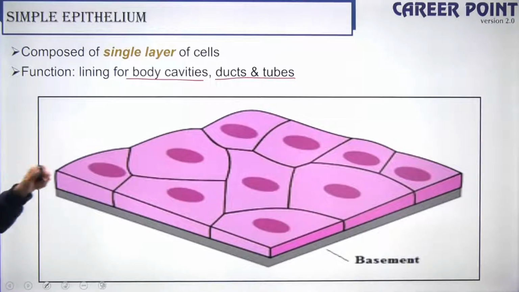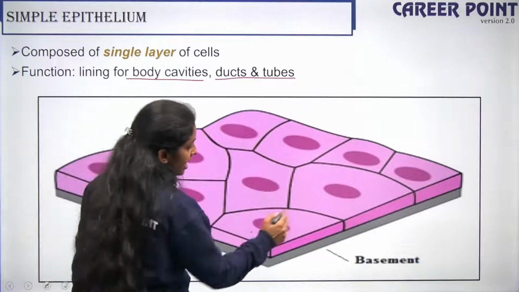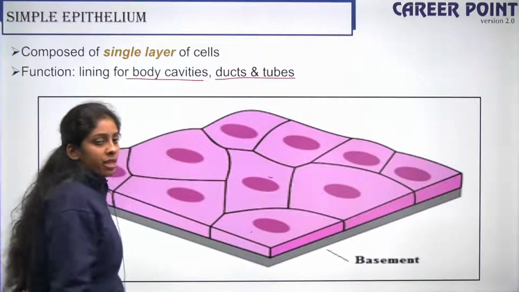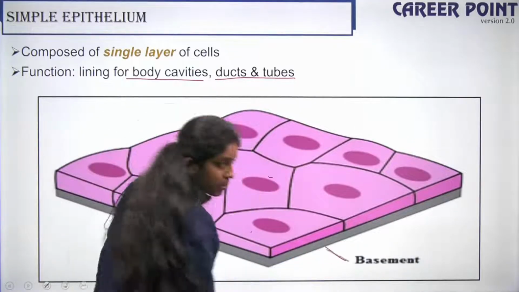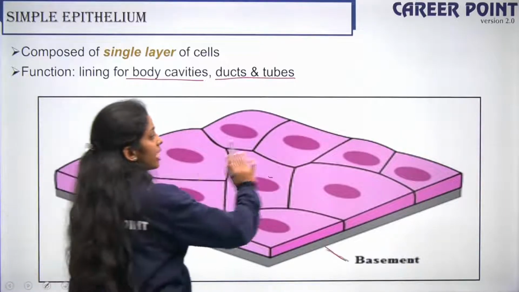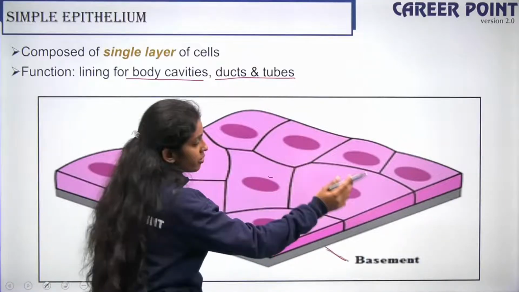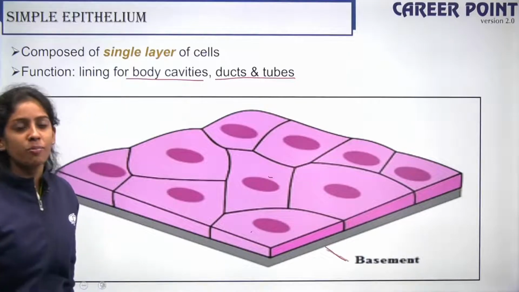So this is your simple epithelial tissue. It is made up of a single layer, and it has similar types of cells. And it is attached to what is called a basement membrane on one side. On the other side, it is free, right? This is the free surface. This is the one that is attached to your basement membrane.